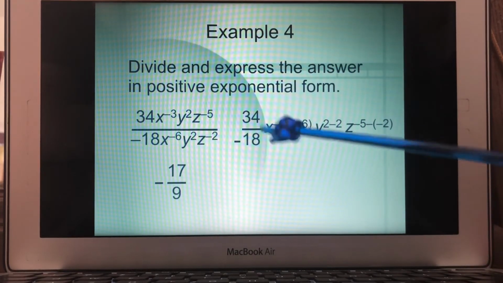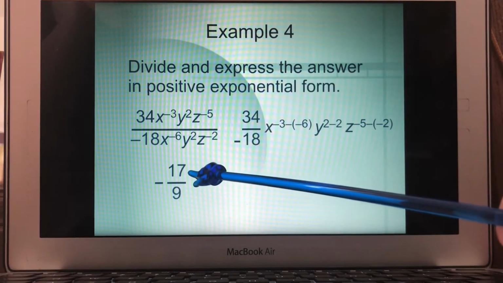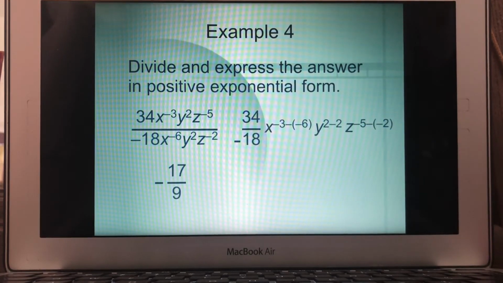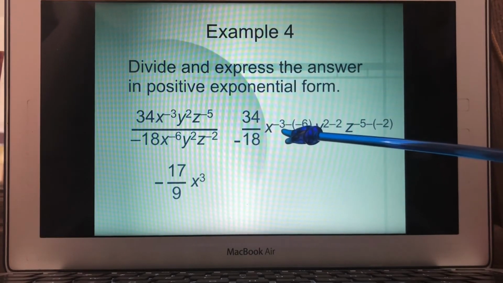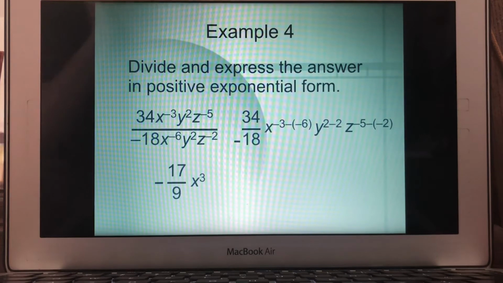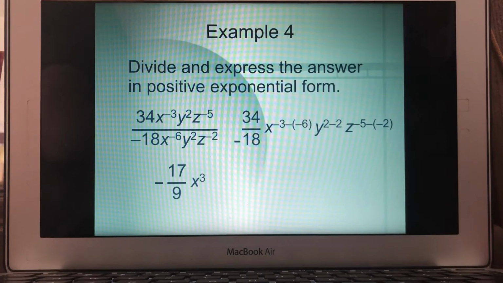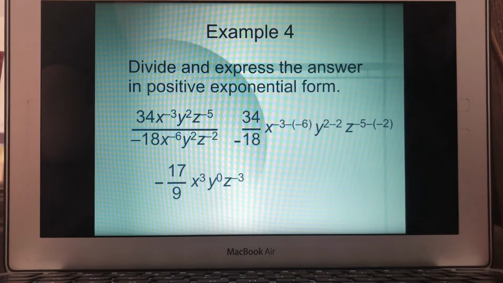-34 over 18, I can reduce each of those by 2. So -17/9. If I divide it top and bottom by 2, that's what I get. Then here, x, okay, I've got -3 minus -6. That's going to become positive, okay, -3 plus 6. And then here, y, 2 minus 2 is 0. Z, I've got -5 and then minus -2. So that's going to give me -3.